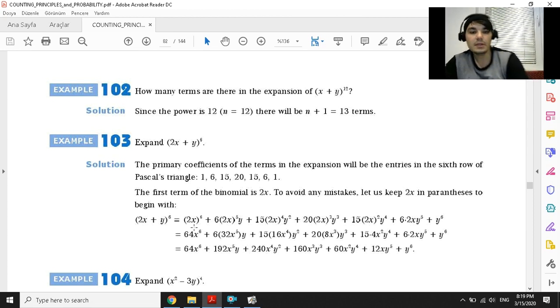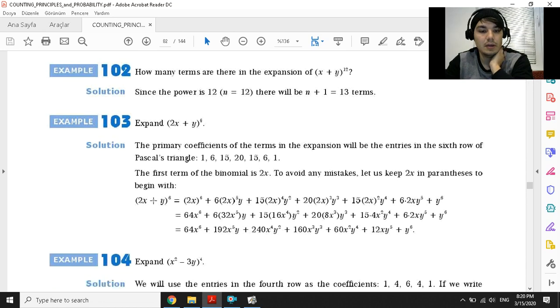Okay. So 2x to the power of 6 will be 2 to the power of 6 times x to the power of 6. And when we simplify the expressions, multiply, and use other operations to get the result, you can see the result here. Also take example 103. Okay.